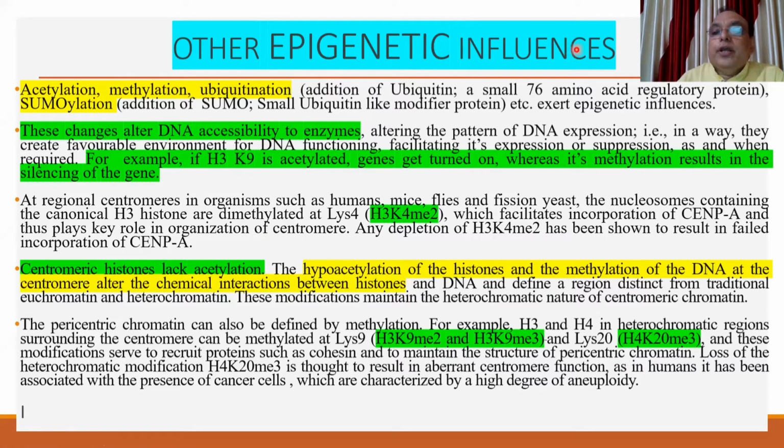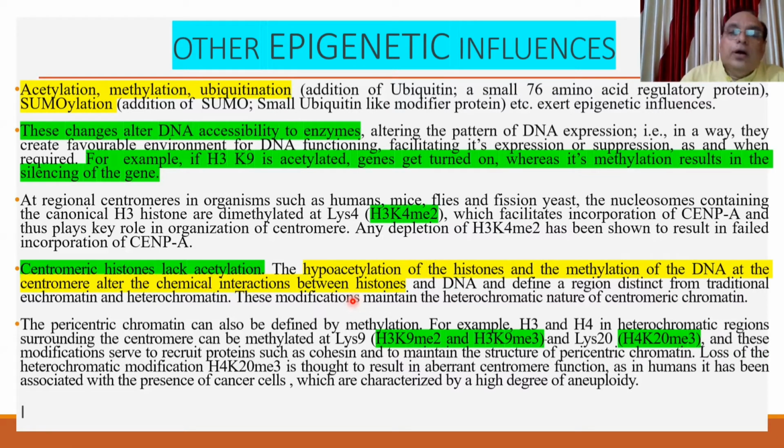Now, other epigenetic influences. A question was raised about how methylation, acetylation, or addition of other groups to the histone proteins of the centromeric region creates an environment for epigenetic influence upon the centromeres. So how is that environment created? I am dealing with that very question, how methylation, acetylation, etc. will create an environment for the expression or suppression of a particular gene.